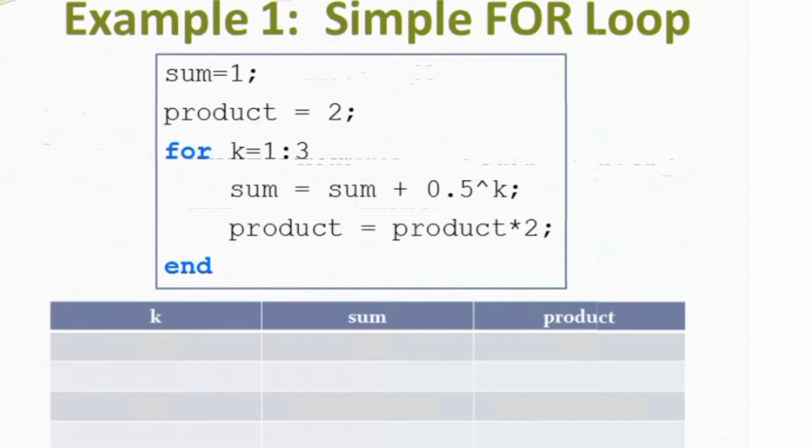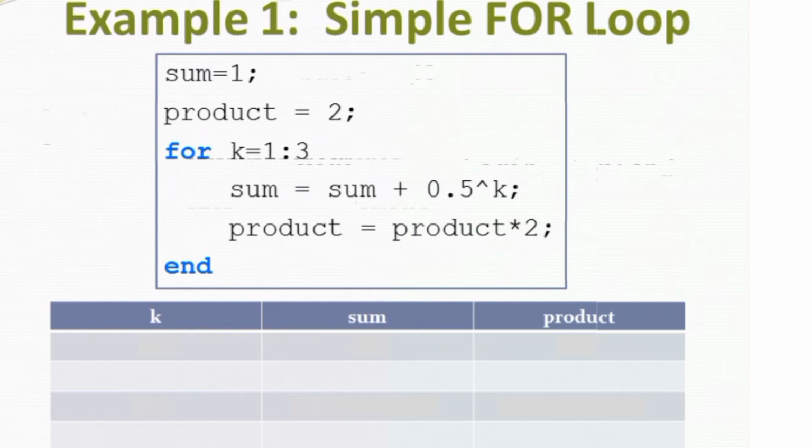Okay, so let's actually look at some real code with some Matlab commands inside our loop as well. So here we have an example. We have two variables, sum and product, which are initially set to the values of 1 and 2 respectively. And then we have a for loop. We can see again our loop control variable is k. You don't have to use k, but that's what we commonly use. And then we also have 1:3.